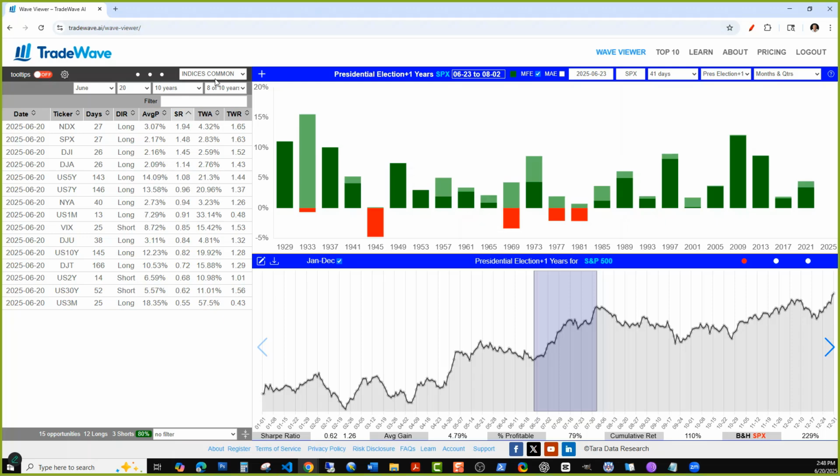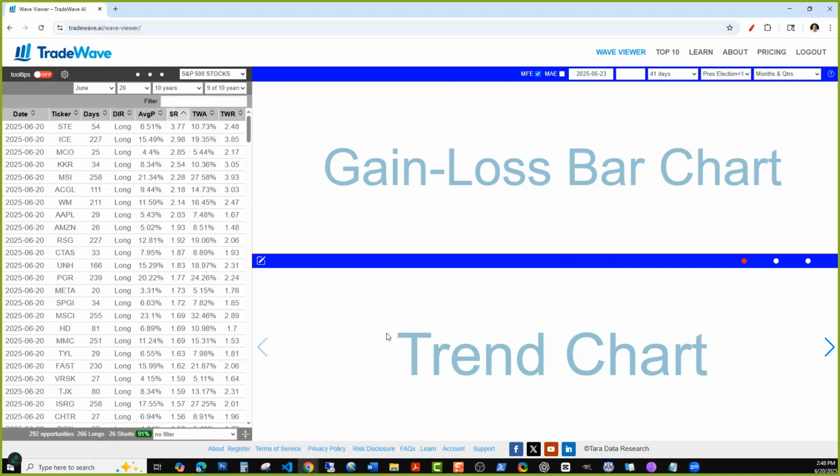So let's look at S&P 500 stocks. When I select it, it automatically goes to 10 years with 9 out of 10 years, which means it has to be at least 90%. You can go to 10 of 10 and you can see it finds 92 opportunities. 9 out of 10, it finds 292 opportunities. 8 out of 10, it finds 428 opportunities. That's a lot.